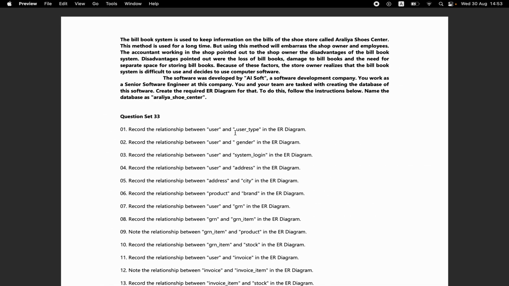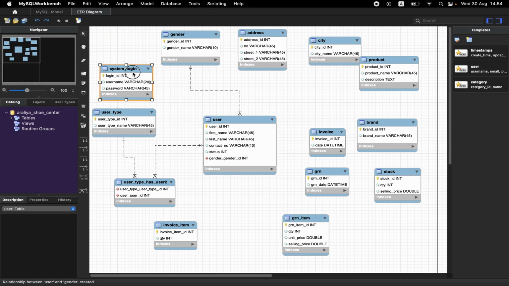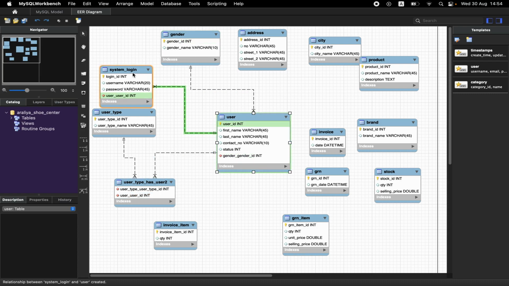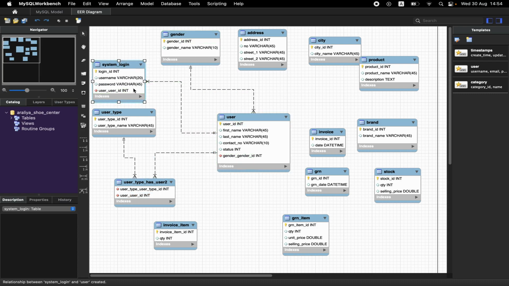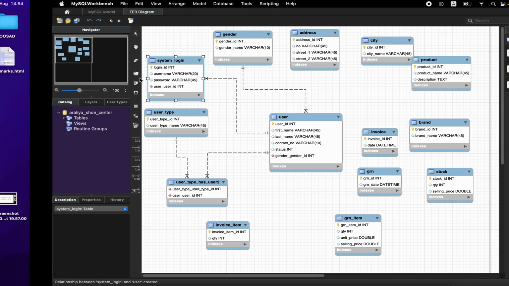The third question is record the relationship between user and system login. So between the user and the system login, a user can log into a system one or many times, and the system login can have only one user. The user ID will go to the many side, which is system login, and the user ID will become a foreign key in the system login table.